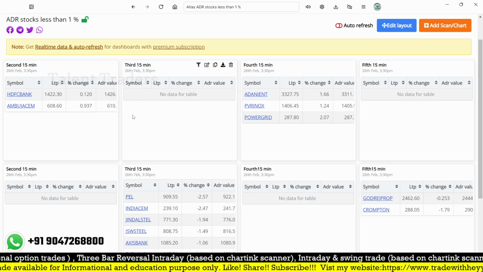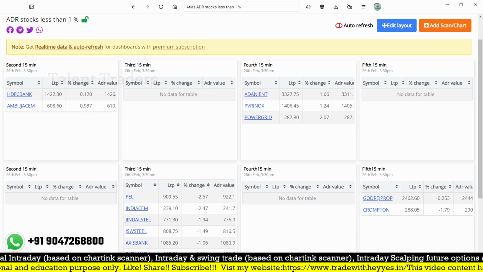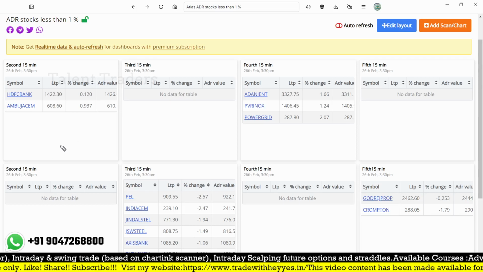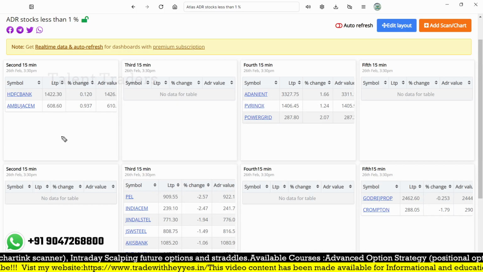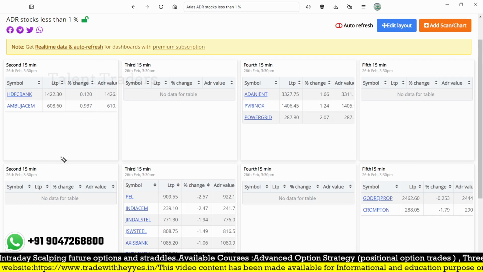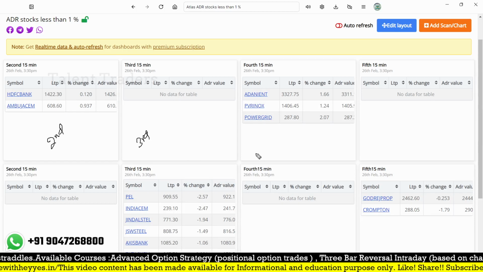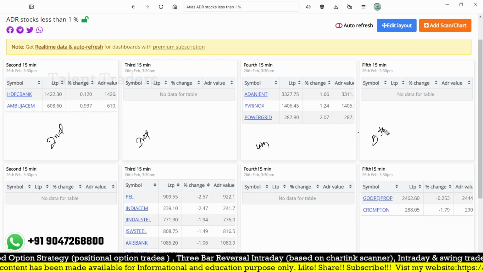So these are all the stocks. How we filter this group is on the 15-minute time frame. We are ignoring the first 15 minutes because of the big candle which happens due to a gap up or gap down. So we simply avoid the first 15-minute candle, and look at the second 15-minute candle, the third, the fourth, and the fifth.